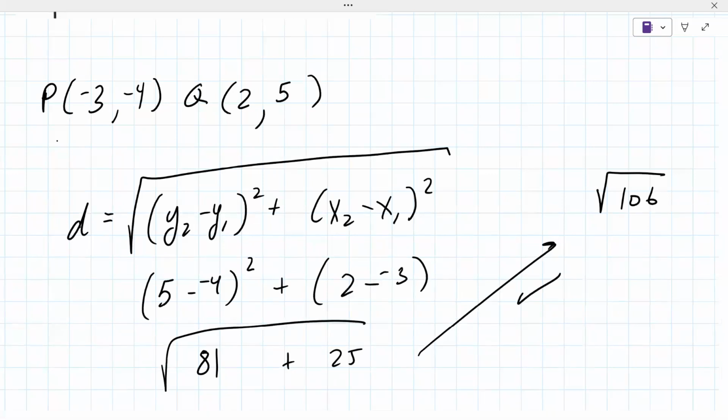Okay, so we've done a couple of examples of midpoint and distance formulas. We're gonna look at a kind of a related problem.